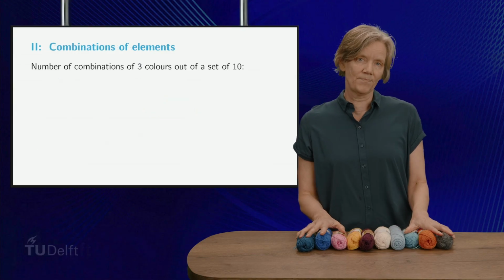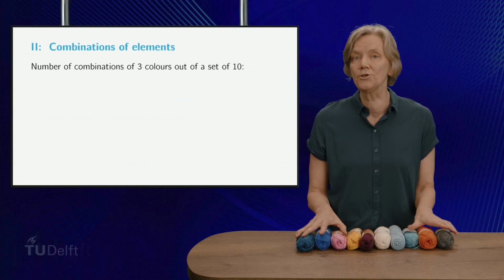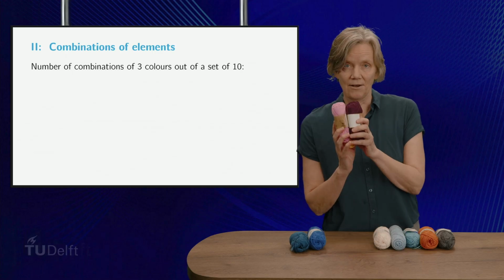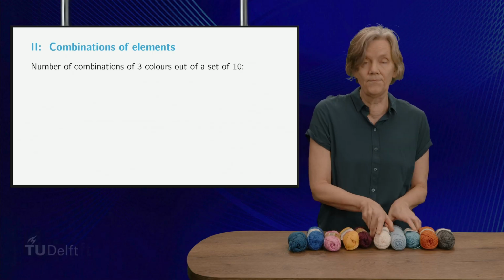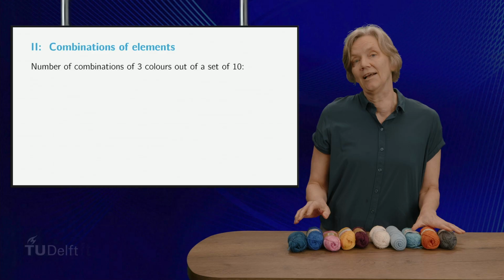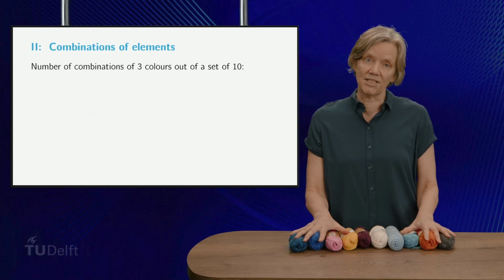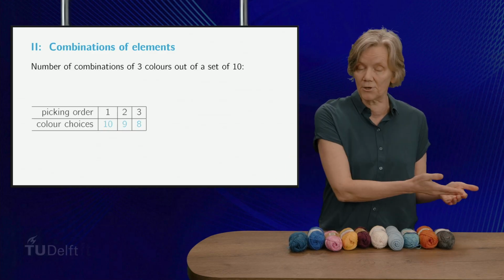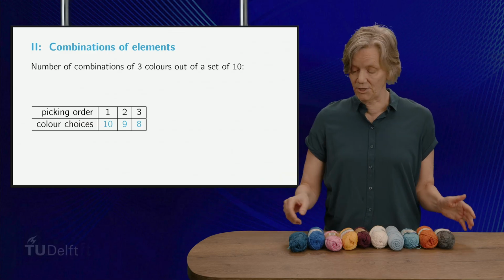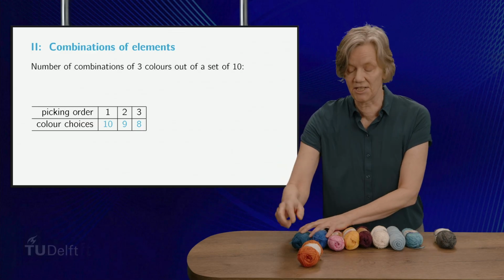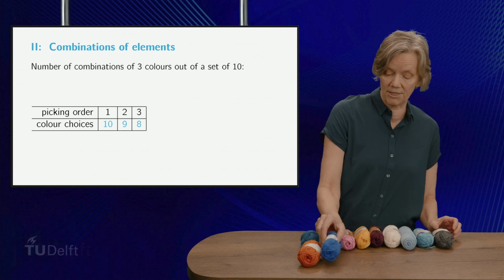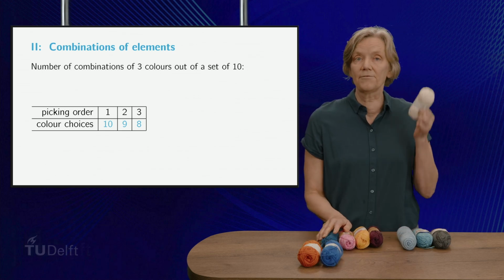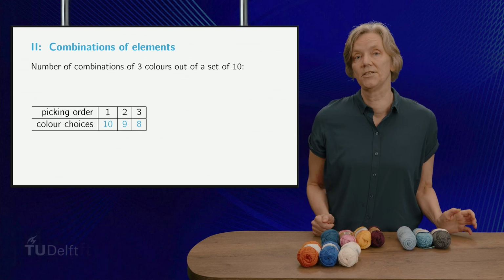The second problem: in how many ways can I choose a set of 3 colors from this set of 10 colors? Well, each of these sets is called a combination. When I pick the first color, I have 10 options. For the second color, I've got 9 options. And for the third color, I've got 8 options.